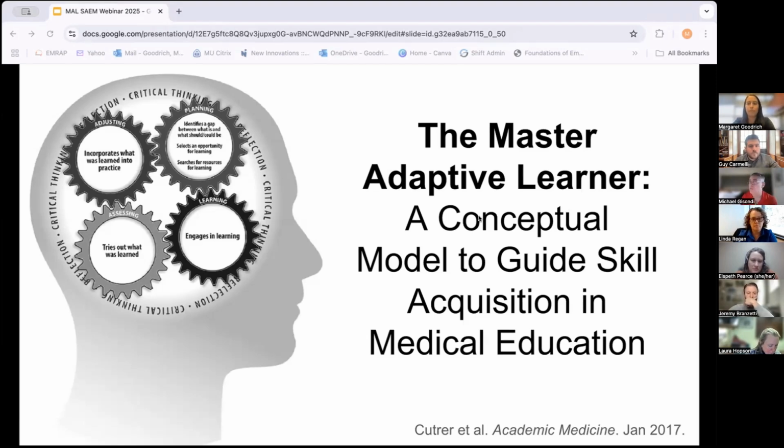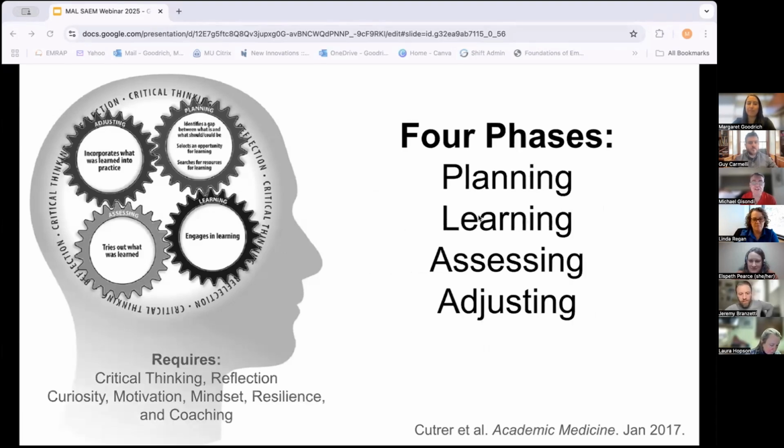So as you listen to the hour, think, was I a MAL in medical school? I don't think I was a MAL. Makes me really sad when I hear these talks. But all right, with that, I'm going to turn it over to Jeremy. He's going to take the first of the four stages, the phases of the MAL model. That's planning. Thanks, Mike. Thank you, everybody.